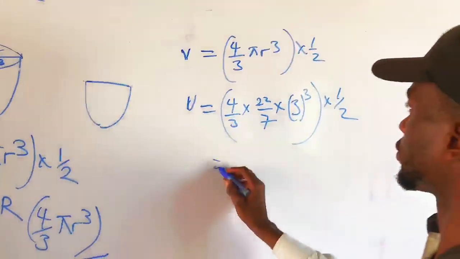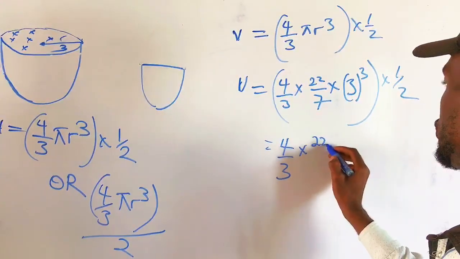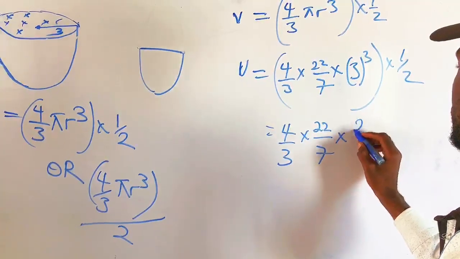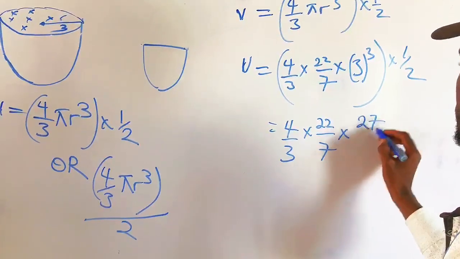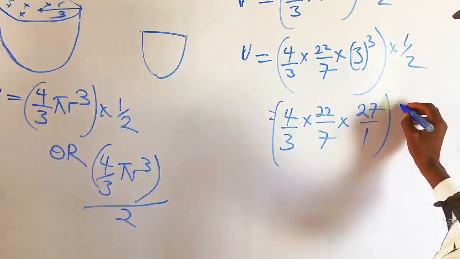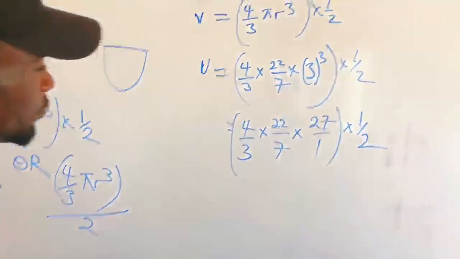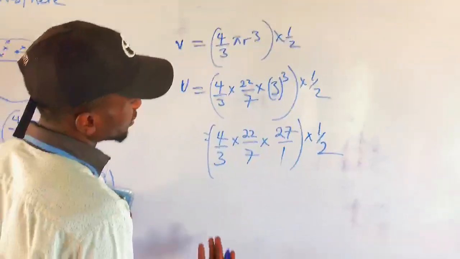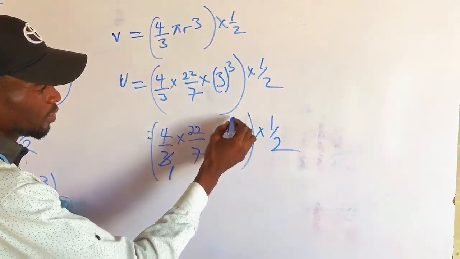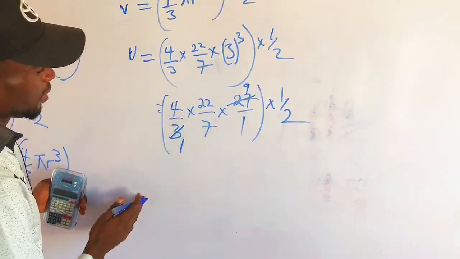Alright, so this is equal to 4/3 times 22/7 times 3 raised to the power of 3, which is 27/1, all in brackets, times 1/2. So this is what we are having. Now from here, I can choose to divide by 3. 3 in 27 is 9.